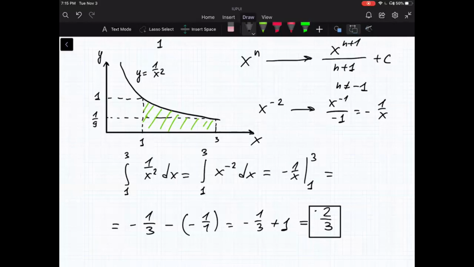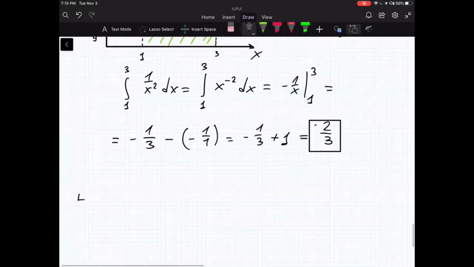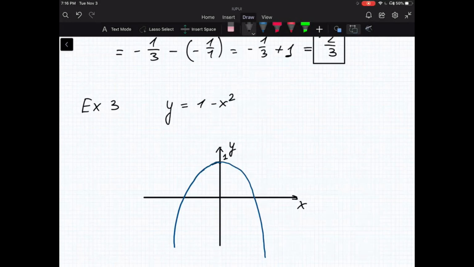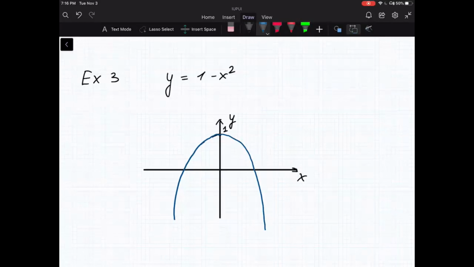In some problems, the limits are not given, and you need to find them, as we will see in the next example. Find the area of the region bounded by the curve y equals 1 minus x squared and the x-axis. So I have the function y equals 1 minus x squared, and let's draw it. So I have something like this. And indeed, I see that there is a region bounded by the curve and the x-axis, so this one.